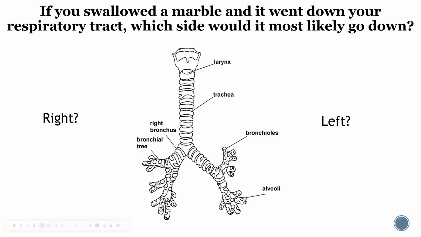So I'll give you a minute to try to think about it and pick a side. Look at the anatomical differences between the right and the left. You have a marble, which is a little ball that you swallow. Where would it, if it ends up here, does it roll down this way or roll down that way?